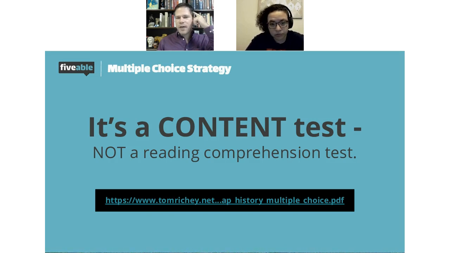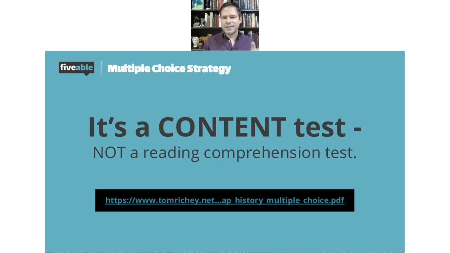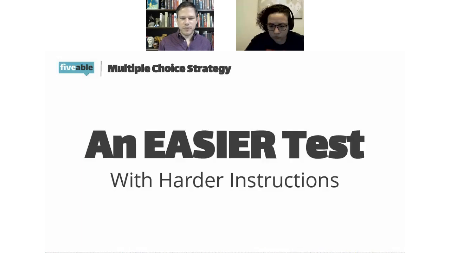So, not approaching it like a reading comprehension test, remembering it's a content test. It's a test of what they've got in their head, not nearly as much a test of how good of a reader they are. If a student approaches this as a reading test, then this can be really bad, because the kid's going to run out of time. They've only got a minute per question, basically, so they've got to make some very efficient decisions.